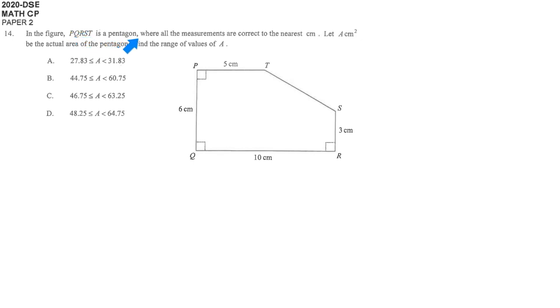There is a pentagon, and all the measurements are correct to the nearest cm, so it may not be the true value, but it's within a certain range. 5 may be between 4.5 to 5.5. 6 between 5.5 to 6.